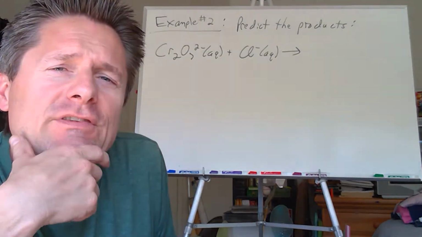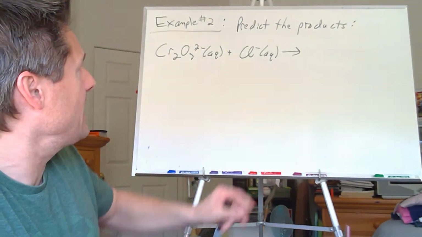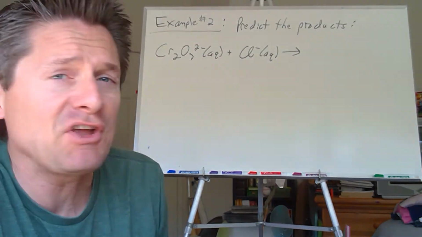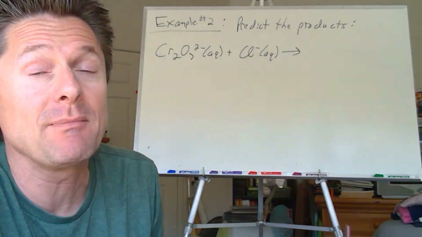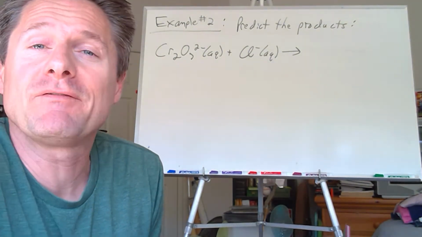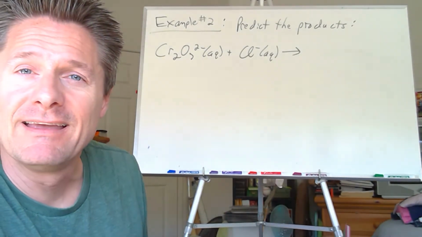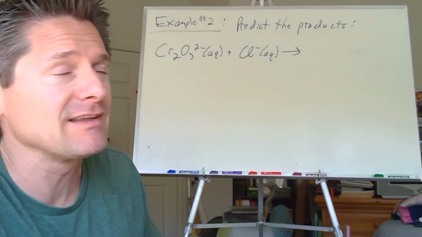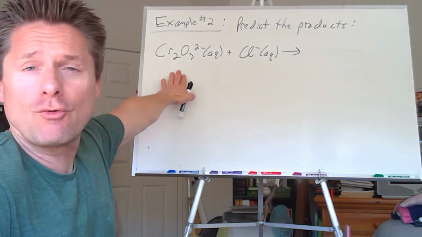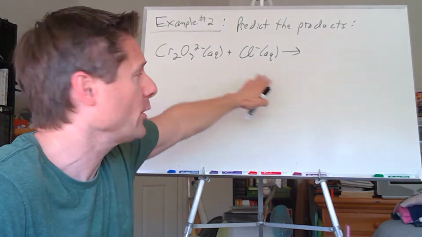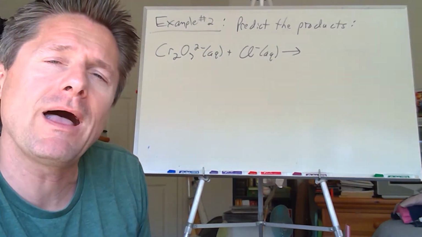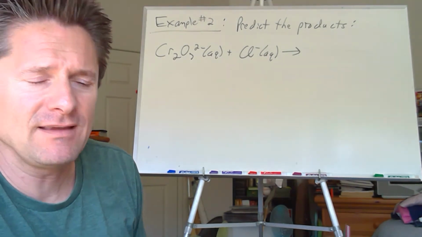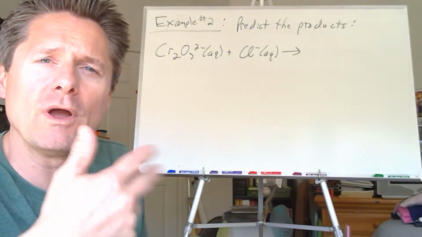First, see if you can do this on your own. Now this says predict the products, but I don't tell you if it's acidic or basic medium this time. So you have to see, are they both acidic, both basic, or if one's acidic and one's basic, that reaction is not going to occur. So we've got the dichromate ion in aqueous solution and the chloride ion in aqueous solution. Pause this and see if you can predict using the table what your two products are.